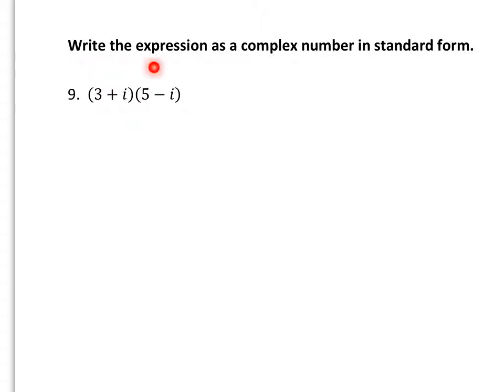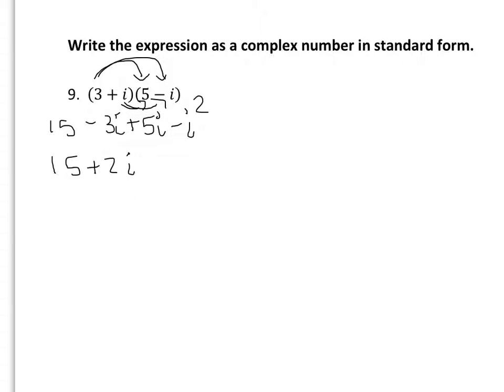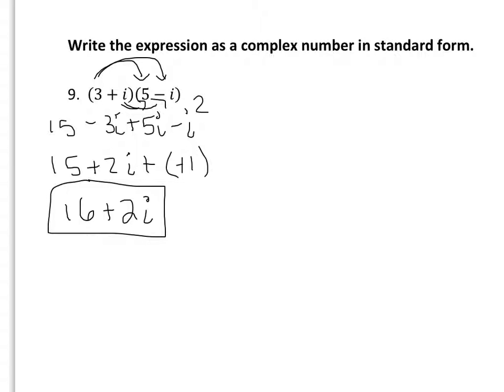Okay, it says write the expression as a complex number in standard form. So we still need to write it as a plus bi. So we need to distribute: 15 minus 3i plus 5i minus i squared. So that's 15 plus 2i. Well, minus, but i squared is negative 1, so that's going to change to positive 1. So you get 16 plus 2i. Okay.